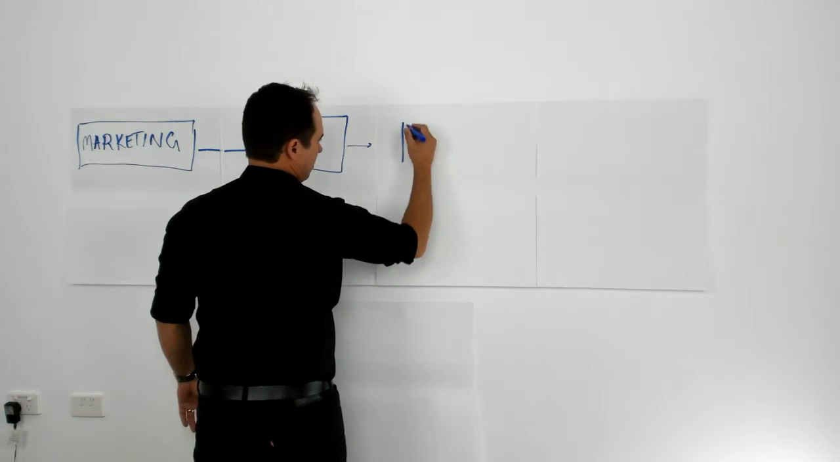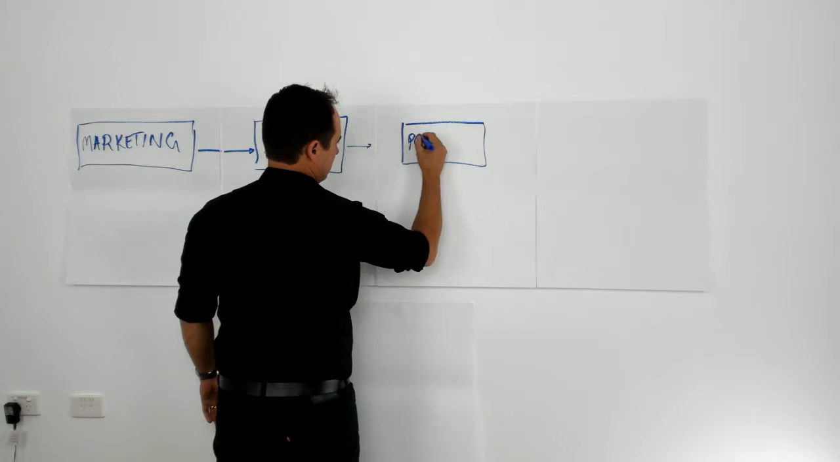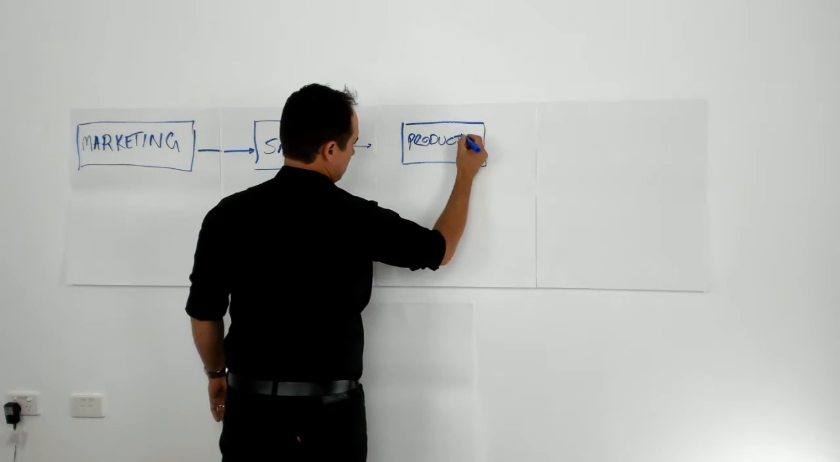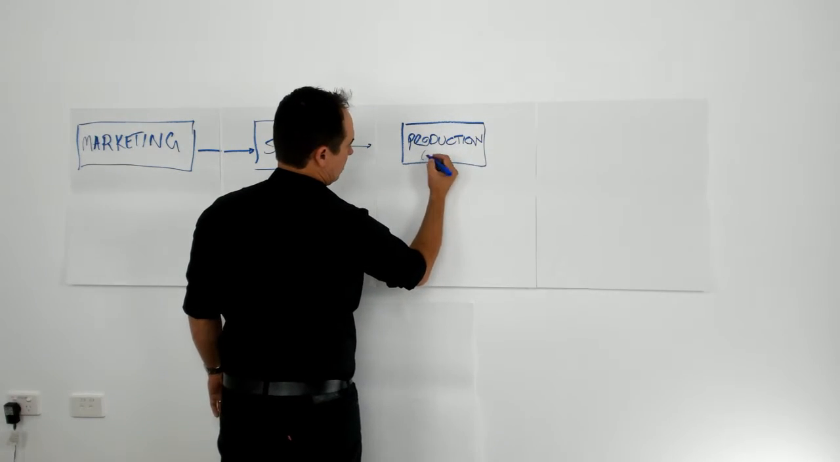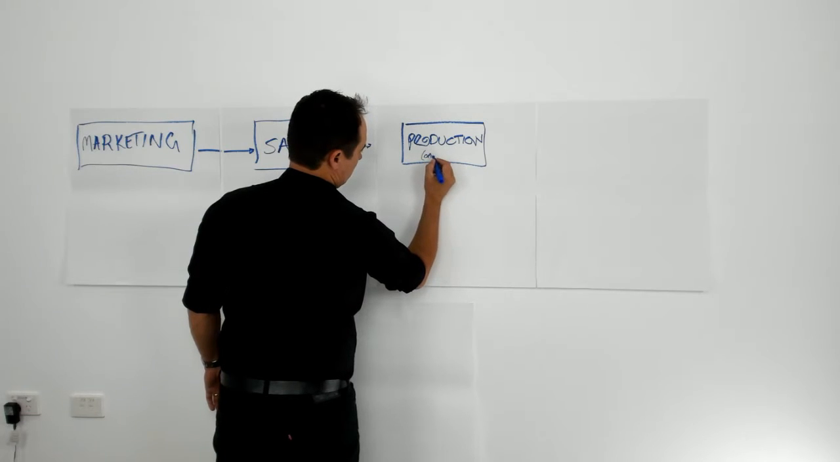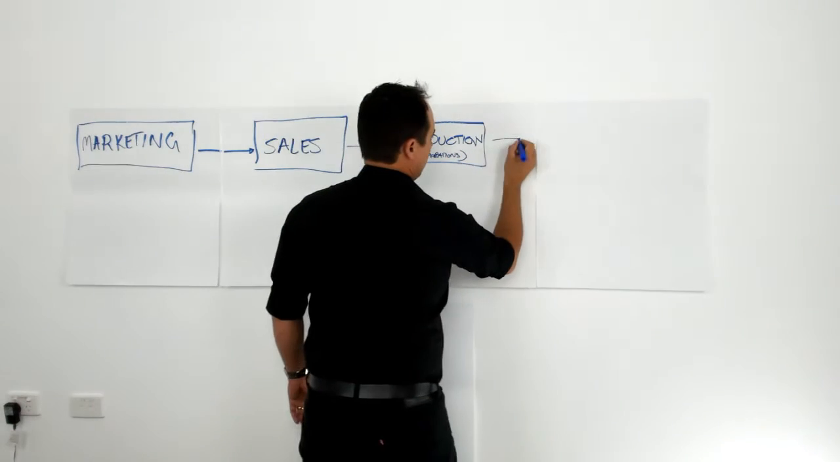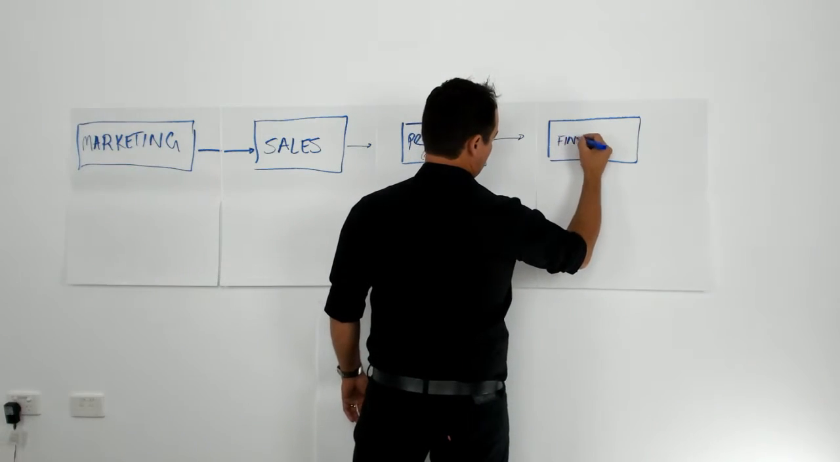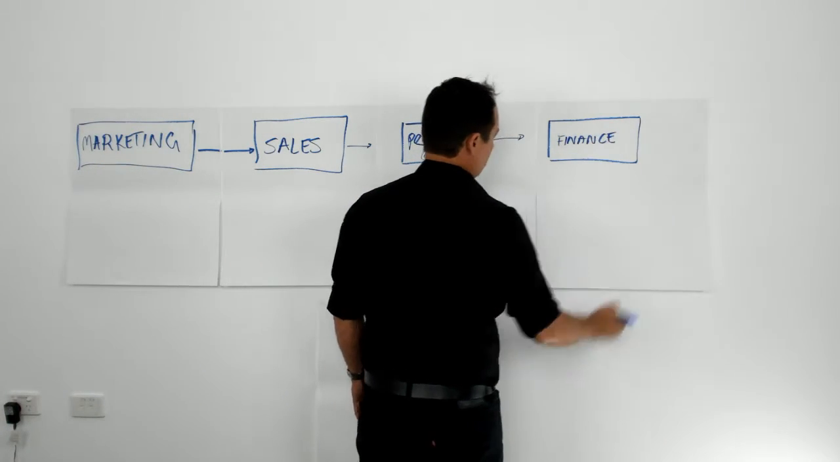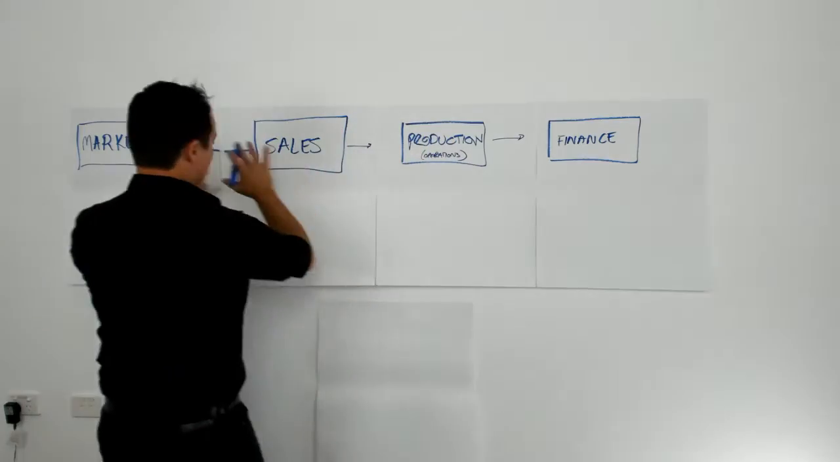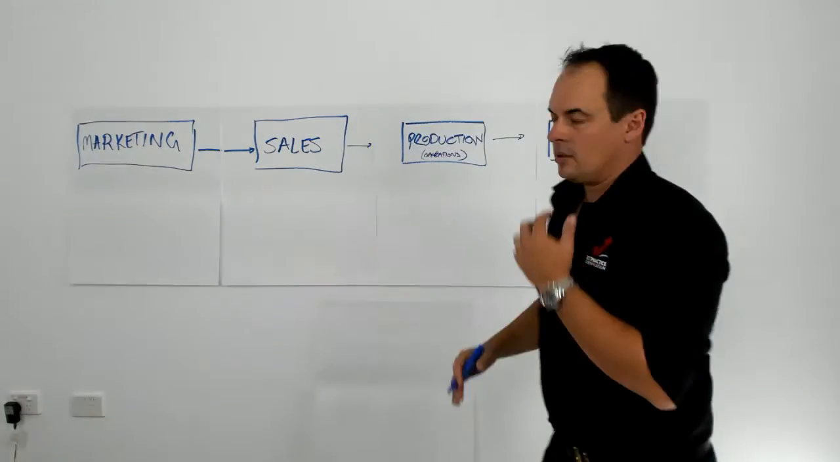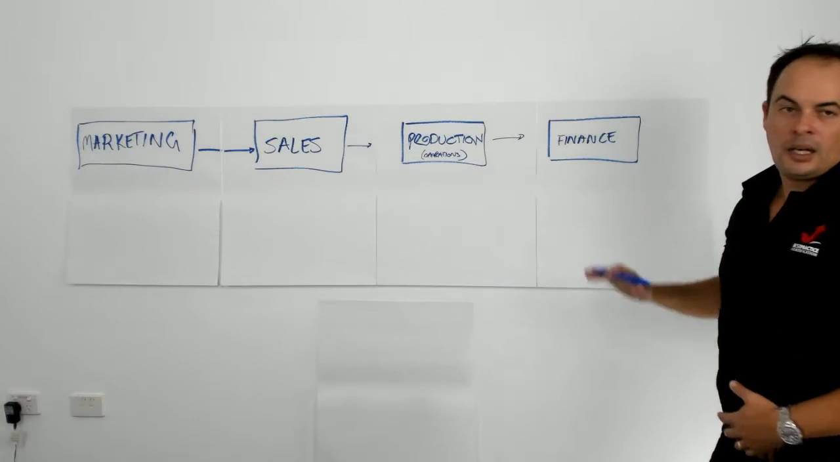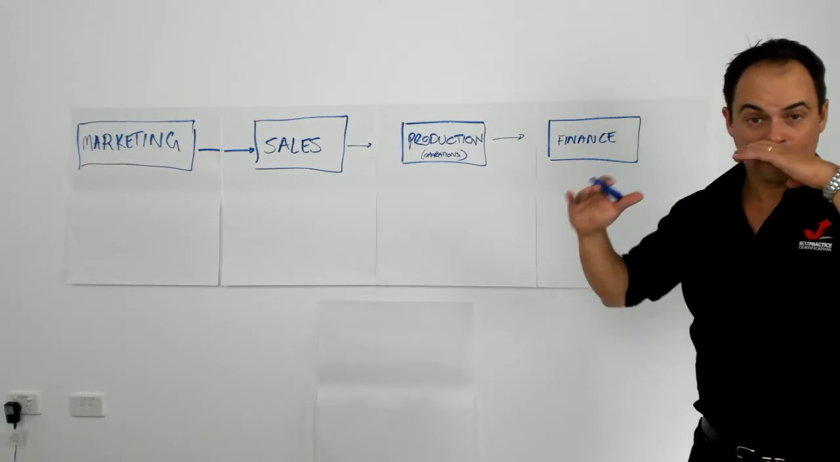Then we've got, let's call it production. Here at Best Practice, we call it operations. Apologies for my spelling. And then we might have, for example, finance, if you like. Now, this is at a very high level. Every organisation will have marketing, sales, production, and finance as key high-level processes.